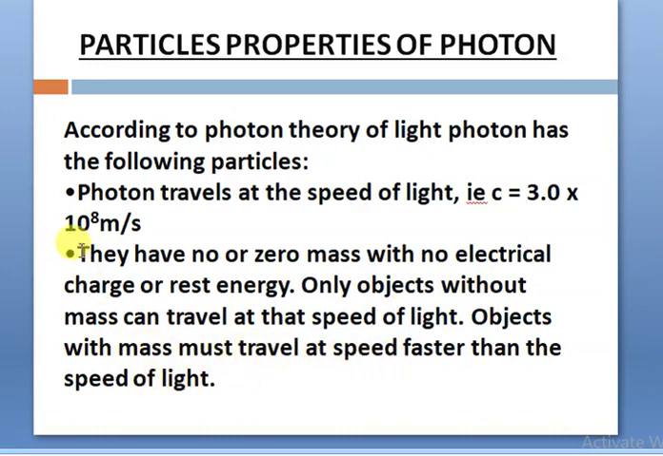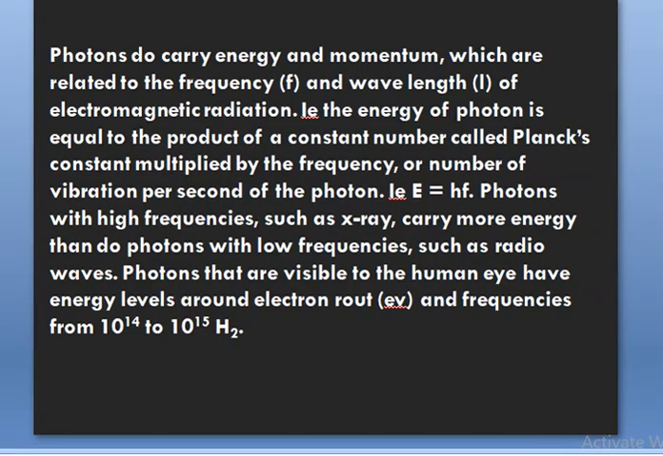Now you find out that for an object to travel at such a high speed of 3.0 times 10 raised to power 8 meters in 1 second, that object must be very, very light. So another property of this photon is that they have no, or zero, mass. Now let's see other properties.